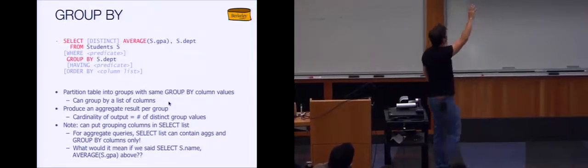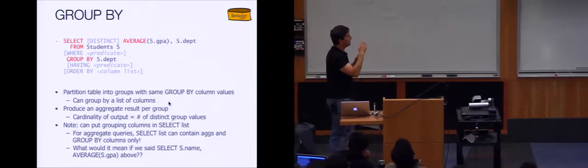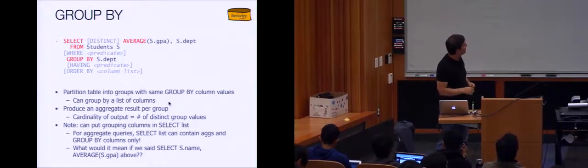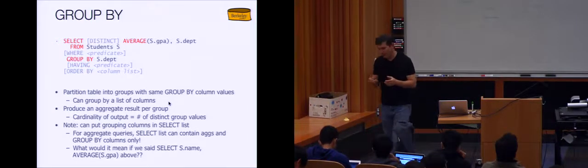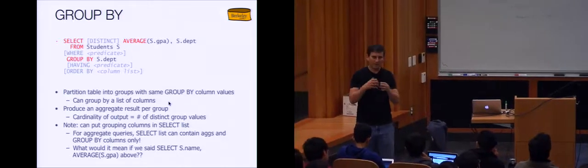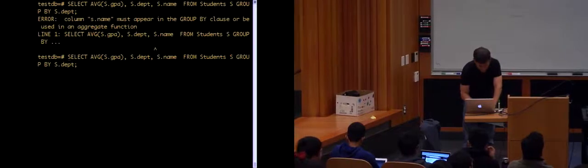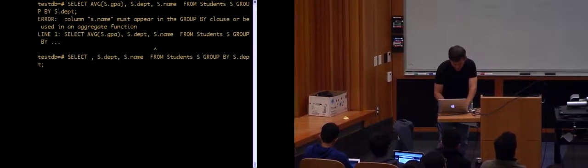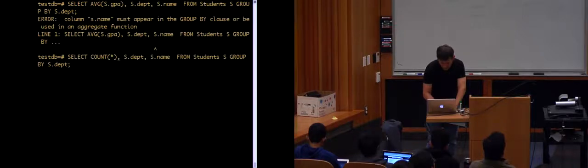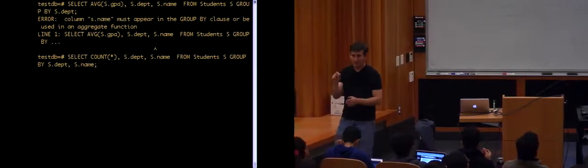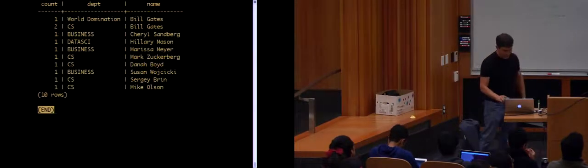Okay. So, the general idea, you partition the table into groups. Each group has the same group by column values. You can group by a list of columns. So we could also say group by s.department, s.name, and then you'd get all the Bill Gates in the CS department grouped together, and the other people in the CS department would get different groups, right? So, for example, let's just do that. We're going to select the count, let's say, of department, comma name for students, group by department, comma name. So this is legal now, right? Because everything that's in that select list is in the group by list. So that's legal. What's the output look like?